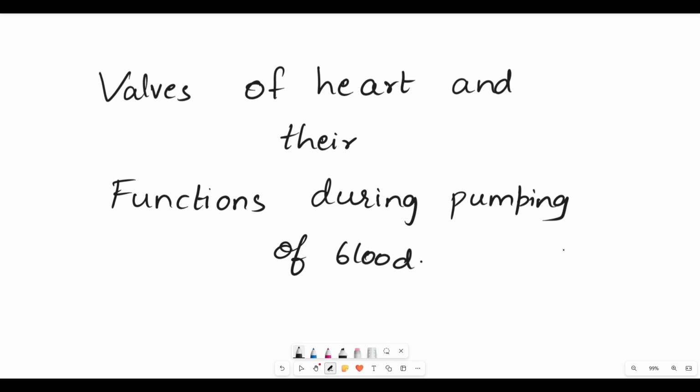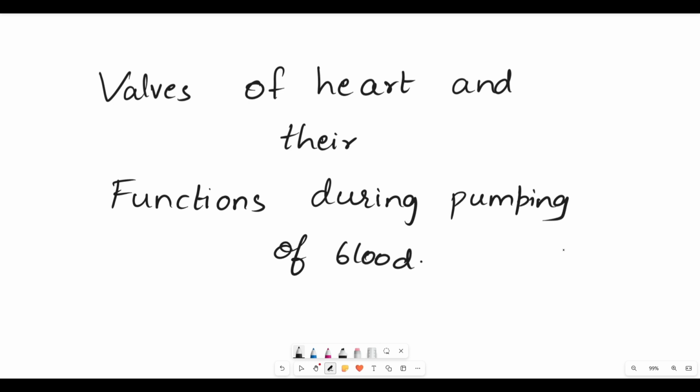Have you ever wondered why blood in our heart never flows backward? What prevents it from going back during every heartbeat? The answer is the heart valves. So, today we will understand the valves of the heart in a way that you can directly write in your exams and never forget.